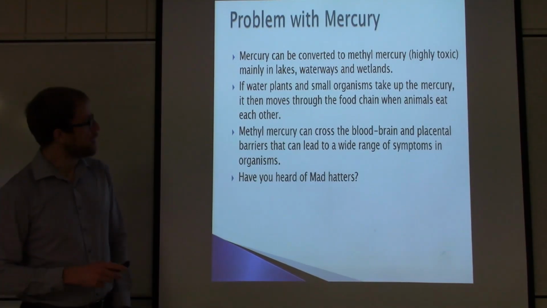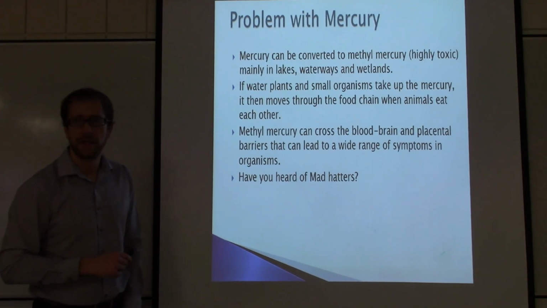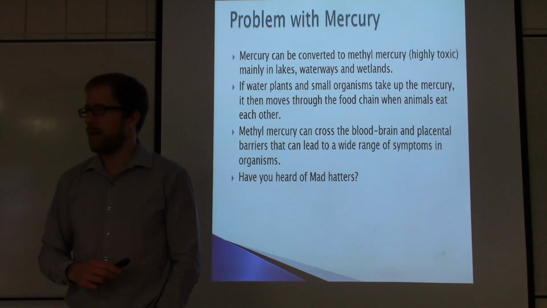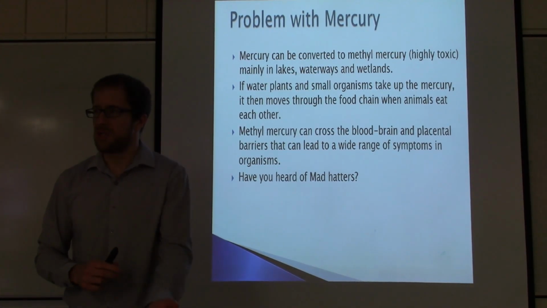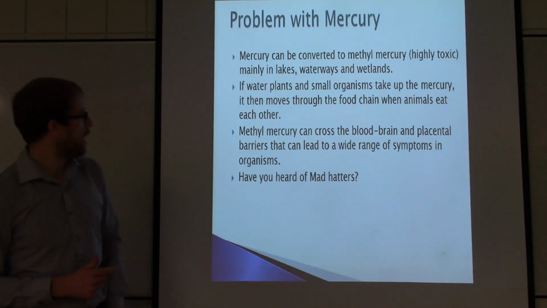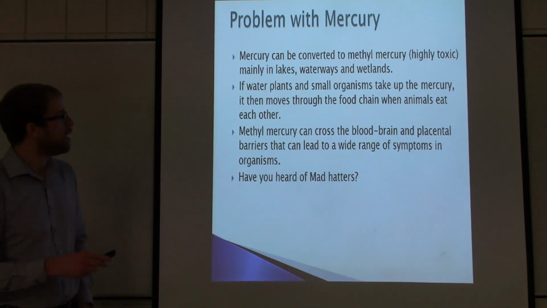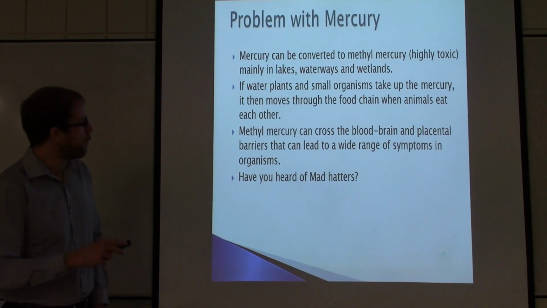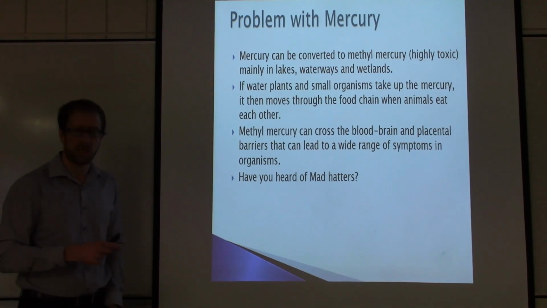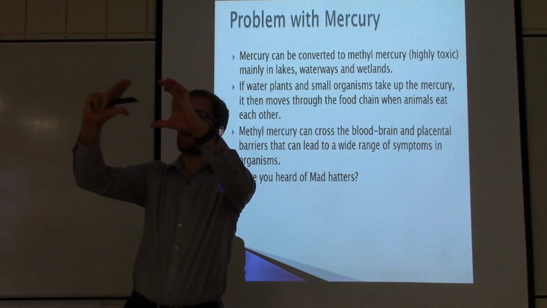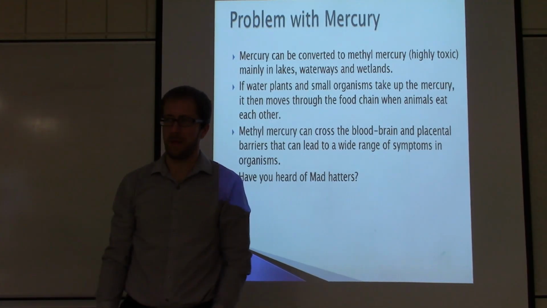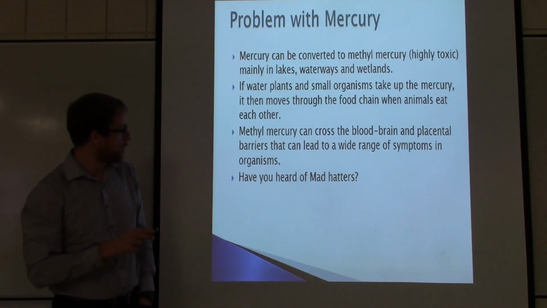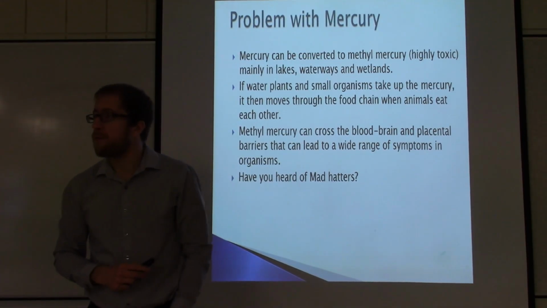So, mercury is one of the most toxic substances. If you have an organomercury compound, they're so deadly that if you have the right organomercury compound, just touching it can kill you. Literally can absorb through your skin and kill you. But don't be super concerned about that. You only really find those in lab settings. Now, if water plants and small organisms take up this mercury, then it's going to move through the food chain and accumulate and magnify as we go up each trophic level. Now, methylmercury can cross the blood-brain barrier and can affect the developing fetus.